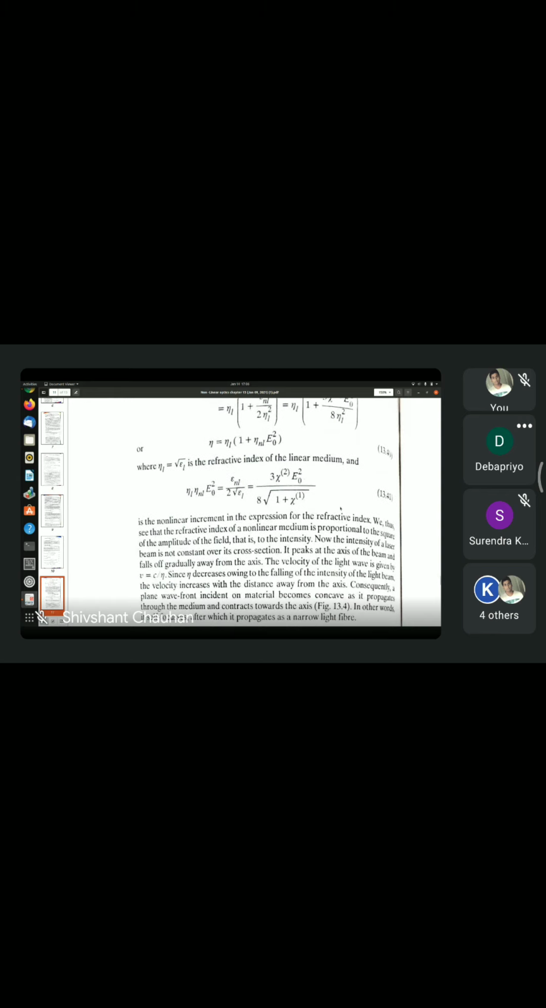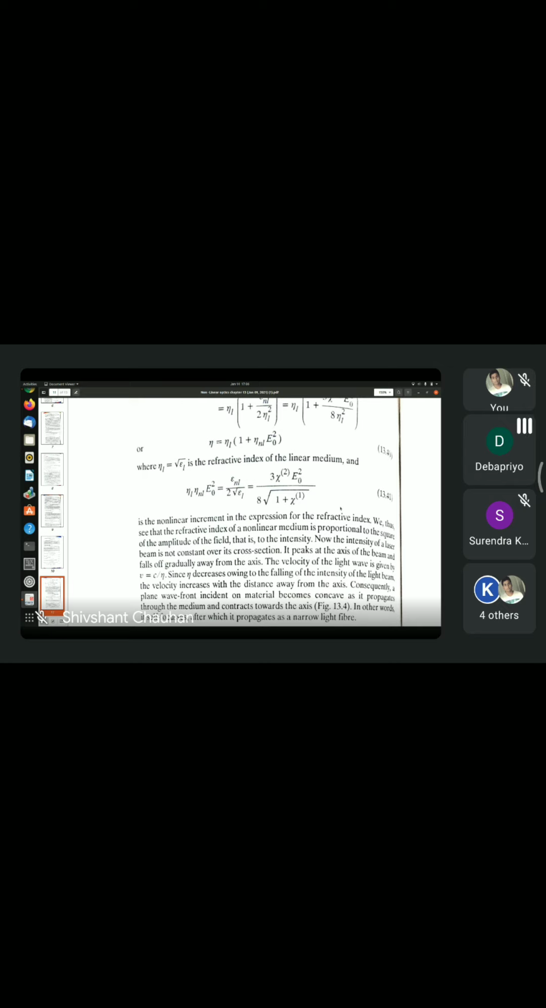Now comes the physics part. The physics part is like this. As we have noted very early in this course, the intensity of the laser beam is not uniform over its cross section. The intensity has a Gaussian profile. We have mentioned this earlier and given the expression for the intensity distribution. It is most intense at the center of the beam, that is along the axis, and falls off as you move towards the peripheral regions of the beam.